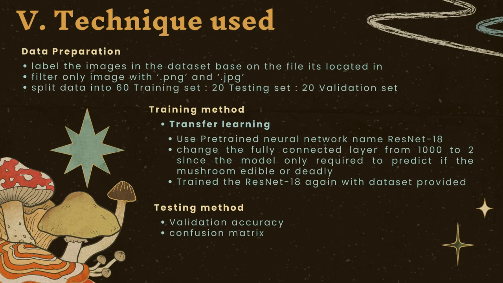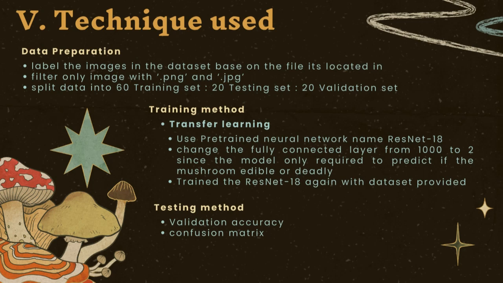We only accept PNG and JPEG formatted images since they are the only formats supported by the toolbox. And then the dataset will be split into 60% for the training set, 20% for the testing set, and another 20% for the validation set.